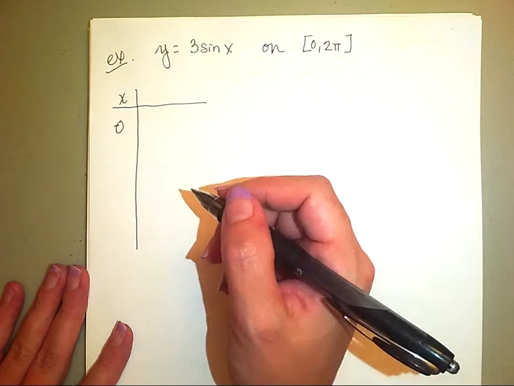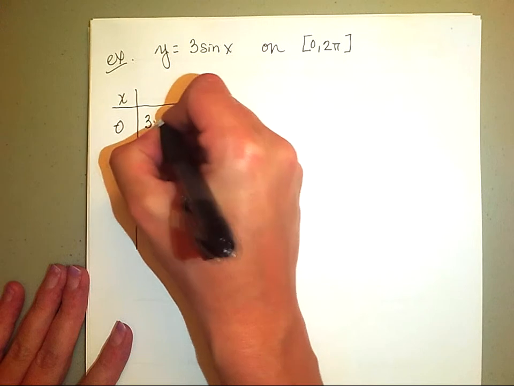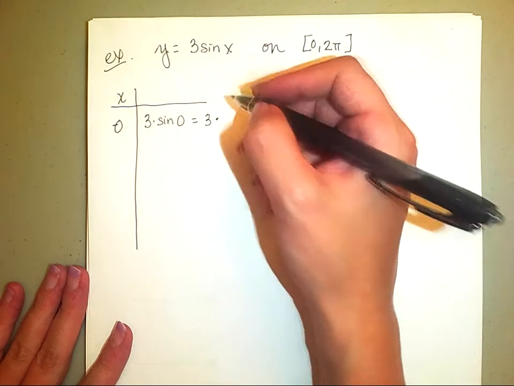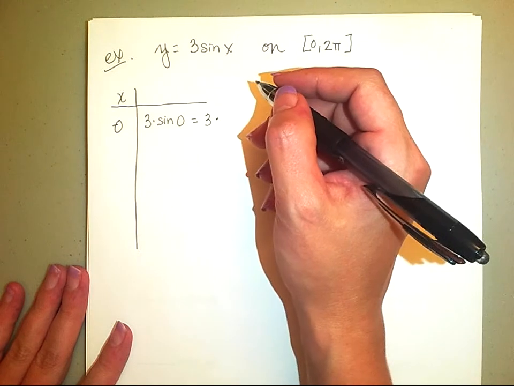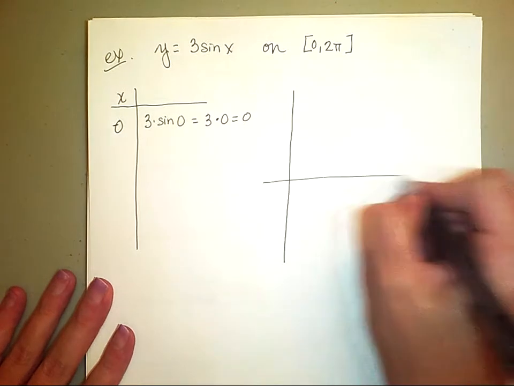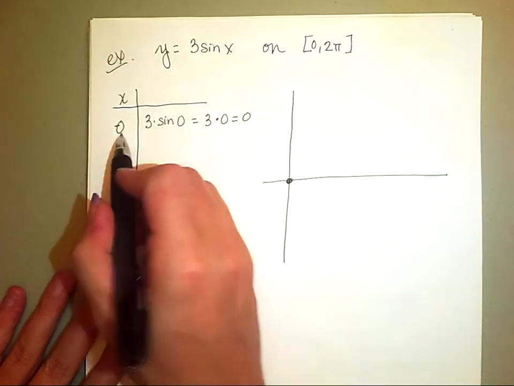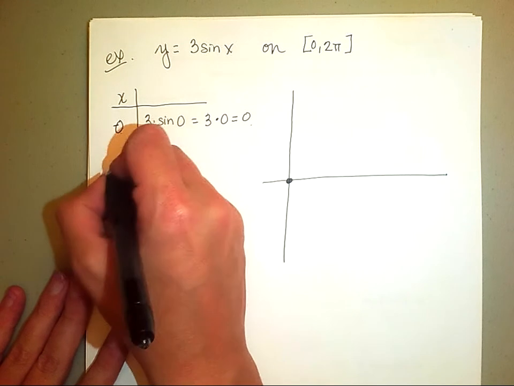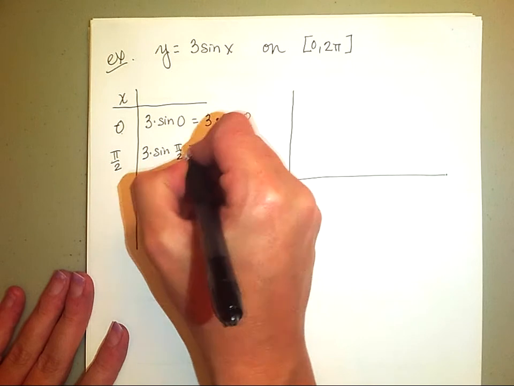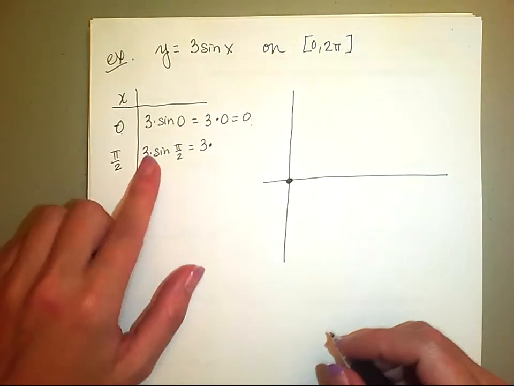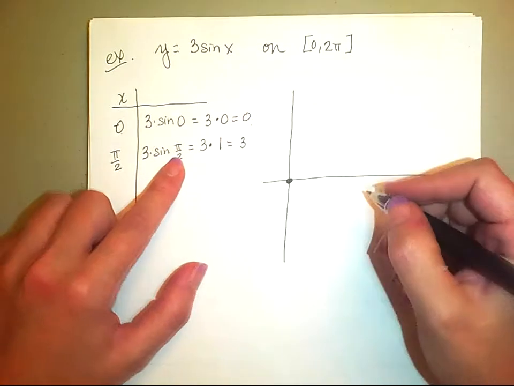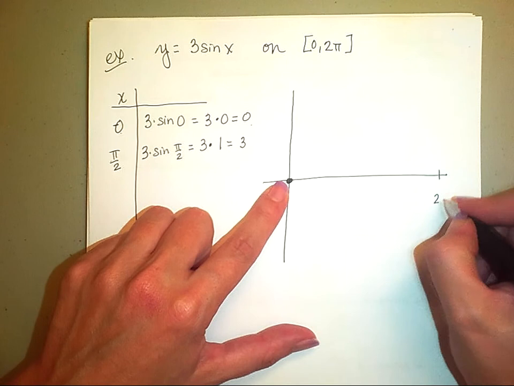So if x is 0, we get 3 times the sine of 0, which is 0. Okay, so we get 3 times 0, which is just 0. So we have the point 0, comma 0. Now at pi over 2, we have 3 times the sine of pi over 2, which is 3 times 1. So we get 3.